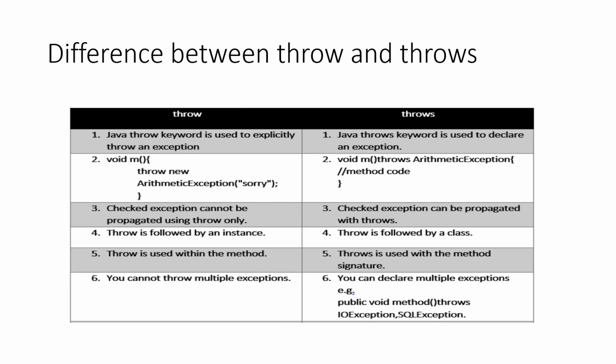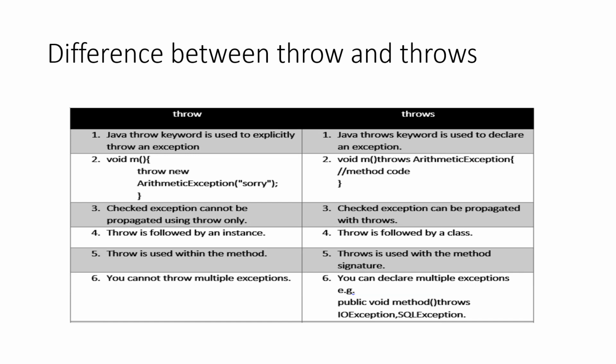A checked exception cannot be propagated using throw only. A checked exception can be propagated with throws. For throw, you have to create a new instance. In this case, you will just create a throw new class. You cannot throw multiple exceptions, whereas here you can declare multiple exceptions in throws.